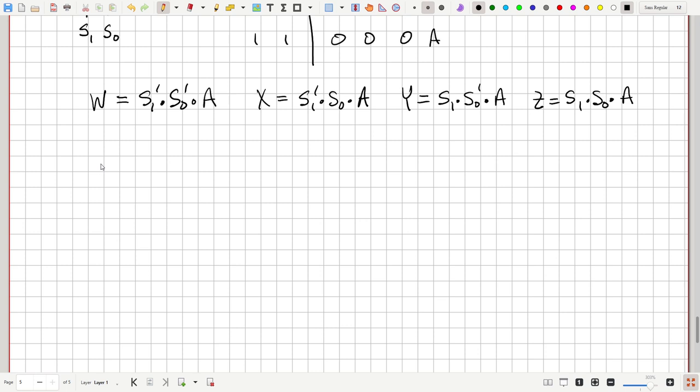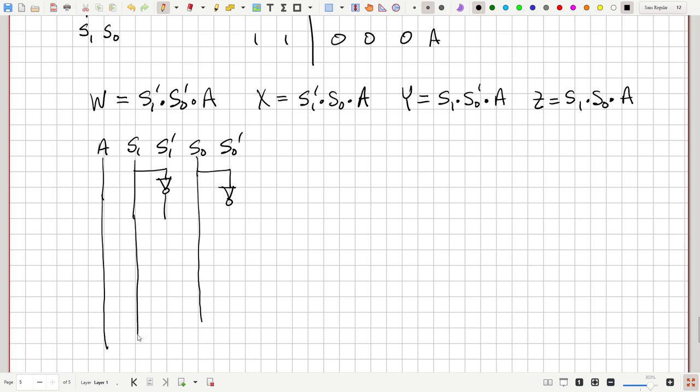And if we sketched out what this would look like, we always need to have A as one of our inputs, so here will be A. We need to have S1, certainly. But we also need not S1, and we need S0 and not S0. So we can get that by just having an inverter here. Likewise, for the S0, have an inverter. And then just run these down vertically. This is a very convenient way to sketch this out.